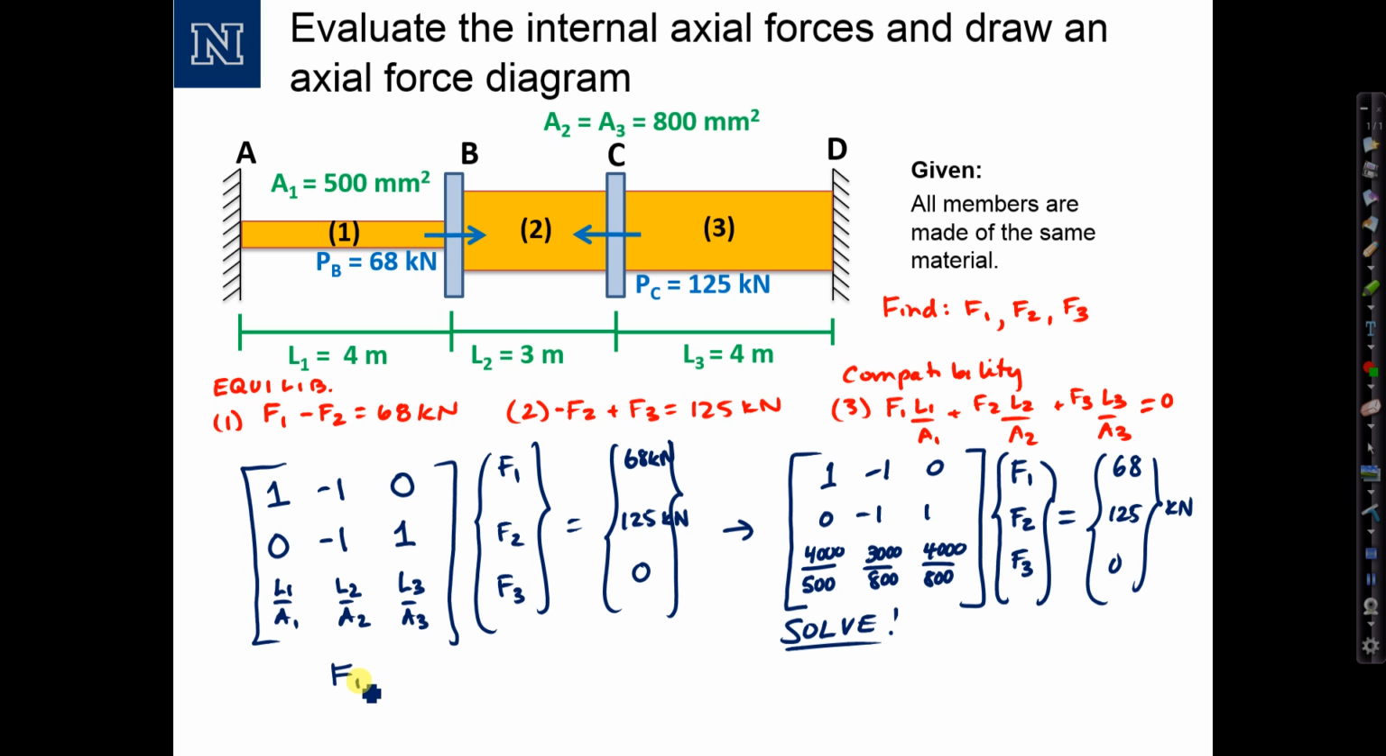The result you should get: F1 equals negative 1.8 kilonewtons. That tells you it's compressive. F2 equals negative 69.8 kilonewtons. That tells you it's also compression. F3 equals 55.2 kilonewtons. That tells you it's tension.